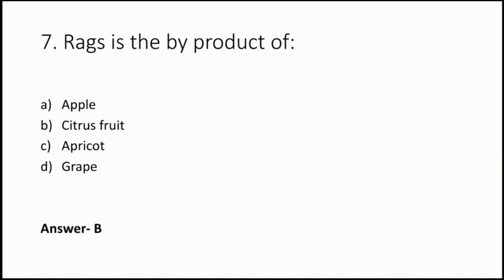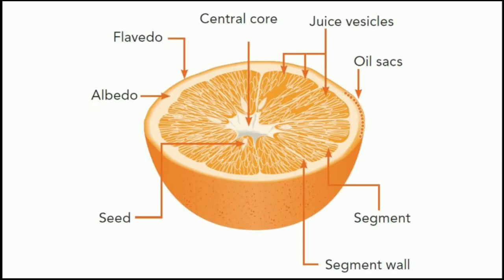If we talk about rags, first understand the structure of the citrus fruit. I have taken this orange example. Here you can see the various parts. The fruit's juice sacs give us the juice, and after that everything is a type of byproduct: the peels, the albedo part, the flavedo part, the seeds and the segment wall. So rag is the white stringy fiber that surrounds the segments of citrus fruit. In the diagram you can see the segment wall. These segment walls are the white stringy fiber, and these are known as rags.